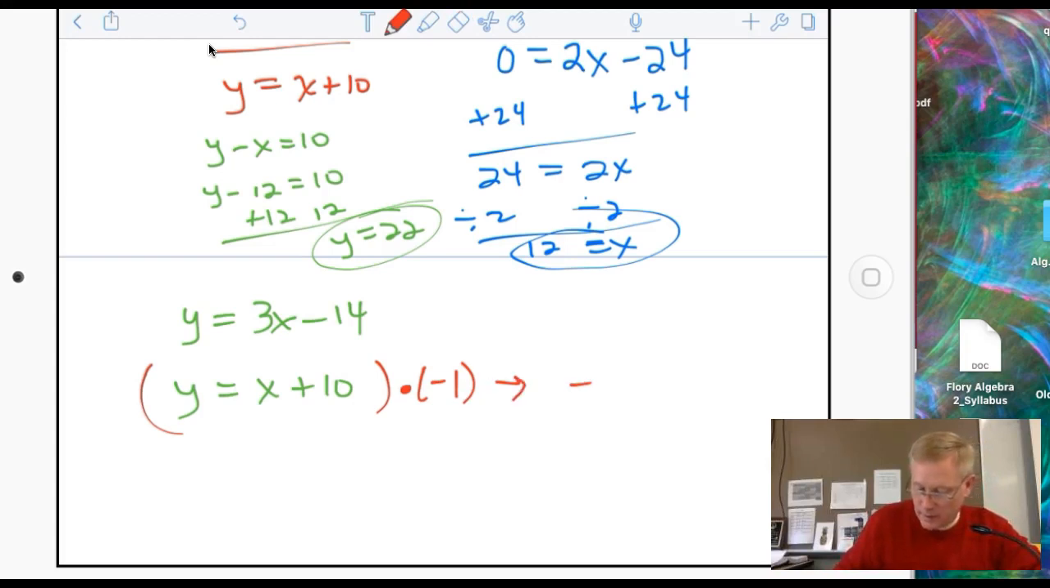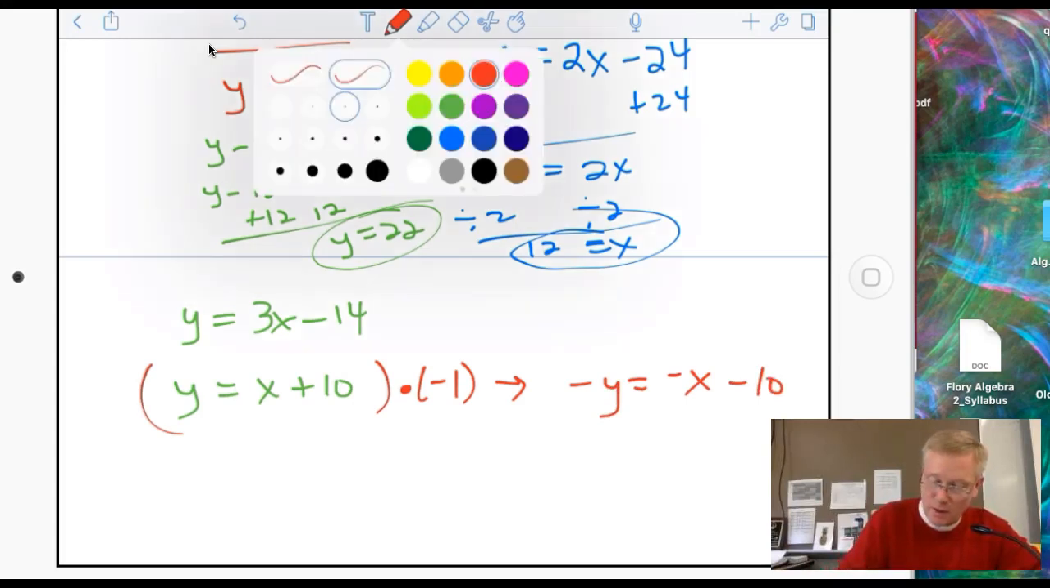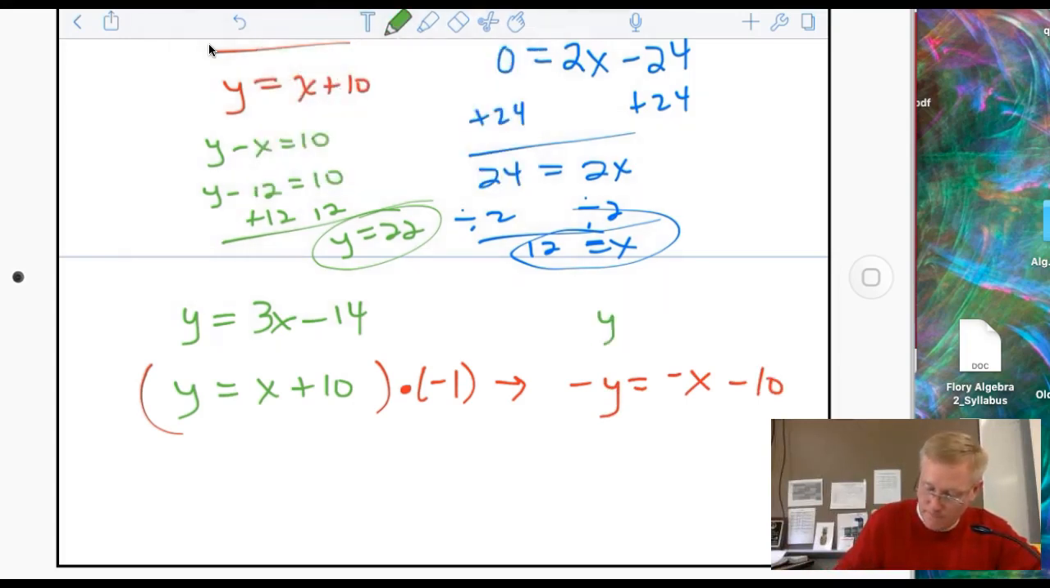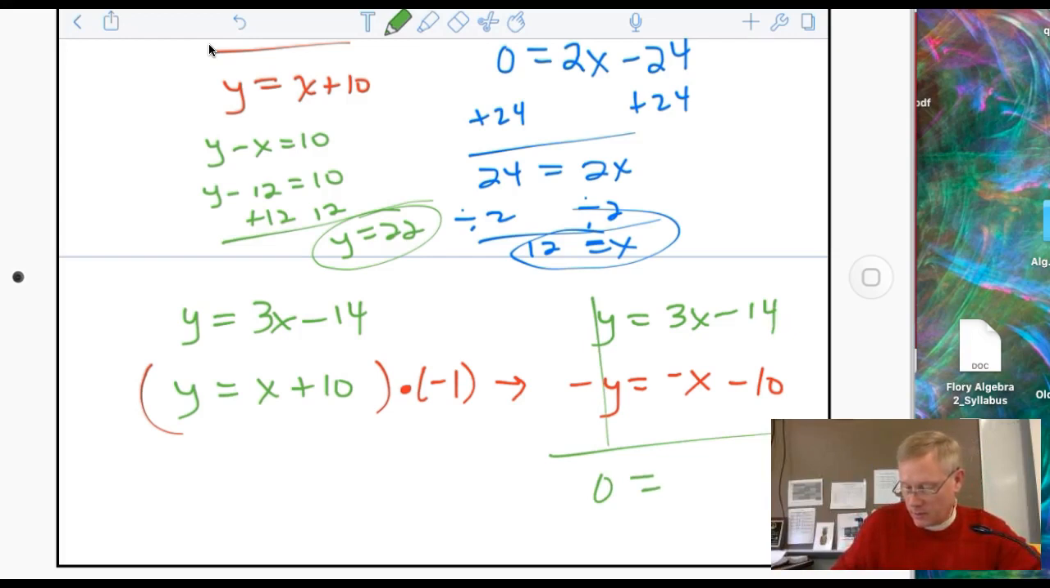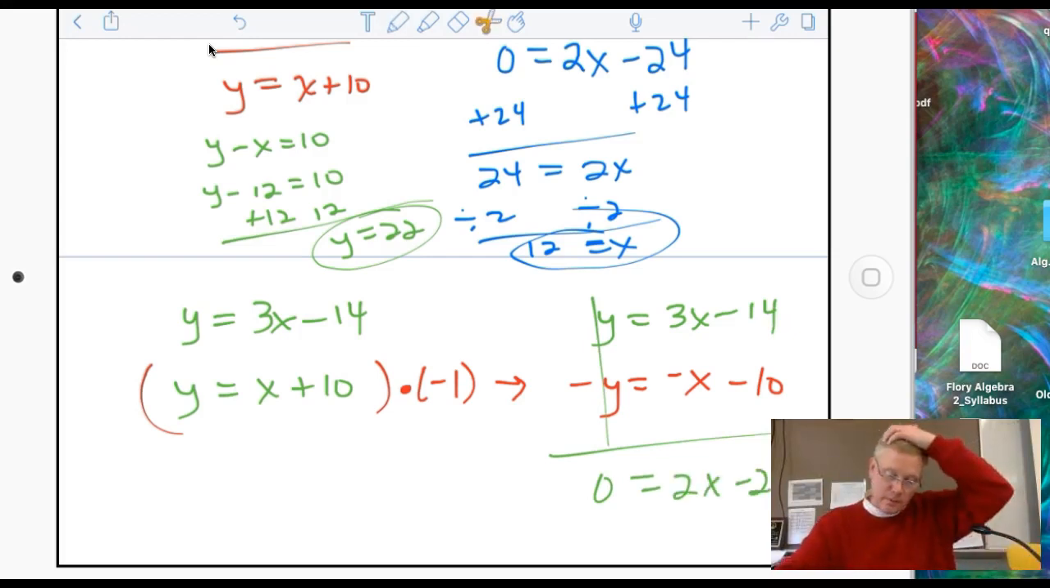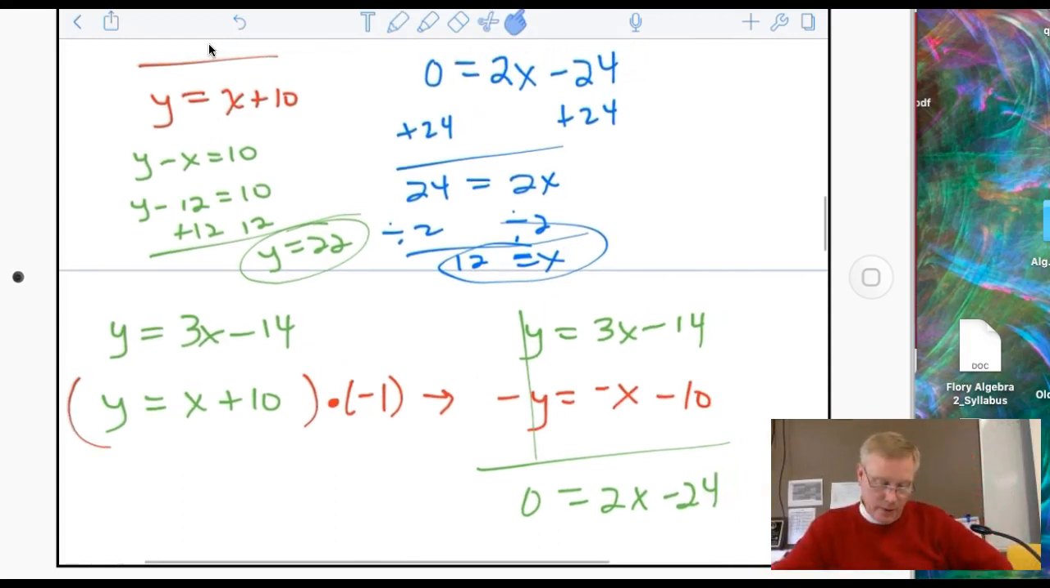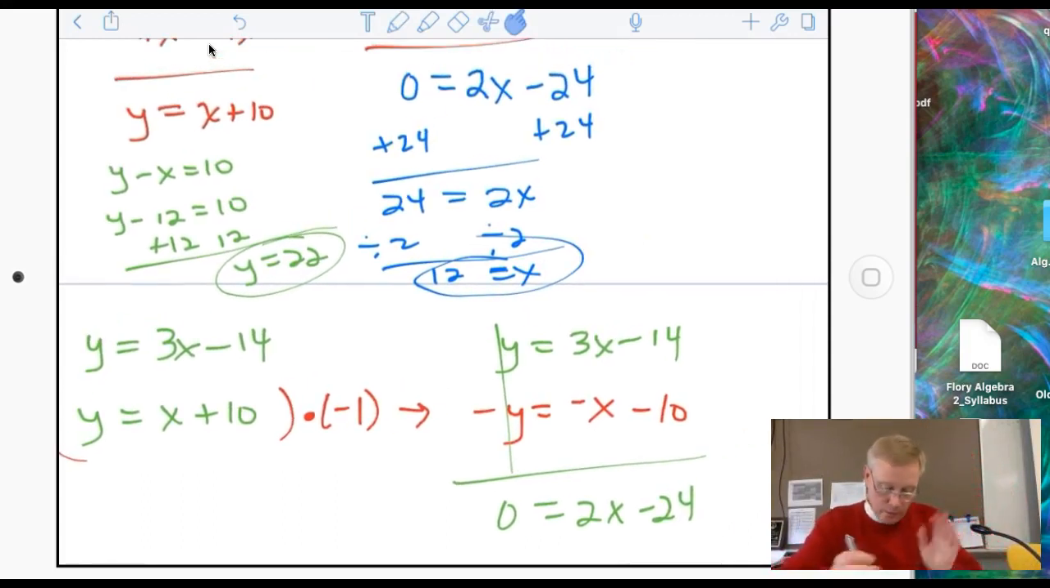And what I get is -y equals -x minus 10. In other words, I just changed all the signs in that one equation. And then when I add down, those cancel, I get 0 equals 2x minus 24, and you'd solve it just like you did up above there. So sometimes I like doing it that way better. You just change all the signs in one of the equations, and then you add straight down.